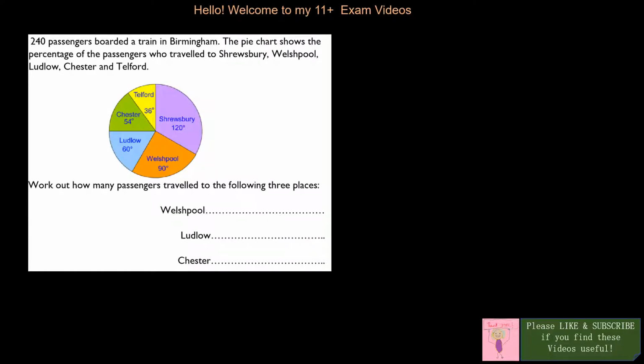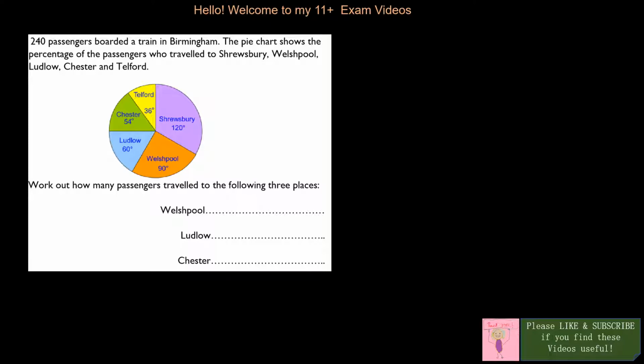Next one. 240 passengers boarded a train in Birmingham. The pie chart shows the percentage of the passengers who traveled to Shrewsbury, Welshpool, Ludlow, Chester, and Telford. So how will we do it? The pie chart shows the percentage. Yes, it does, but they have given us the angles.